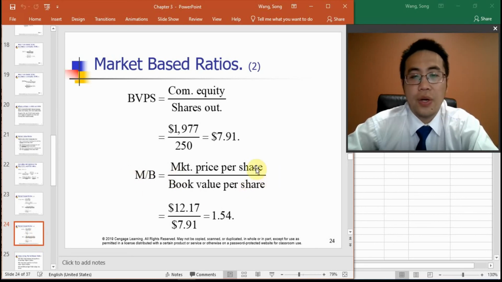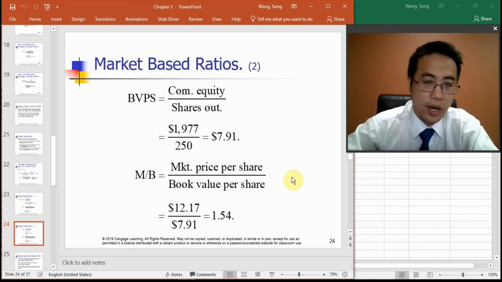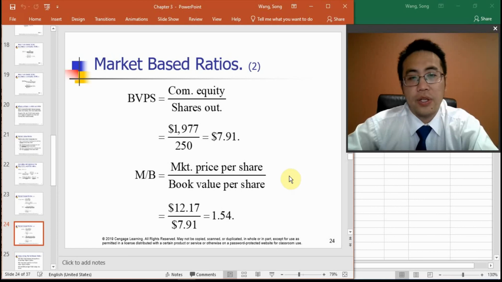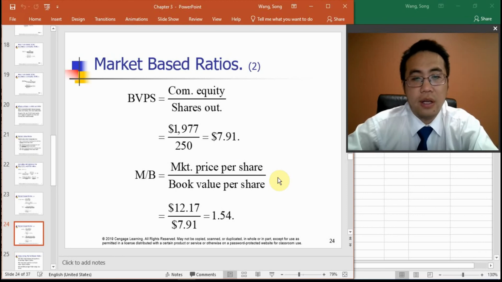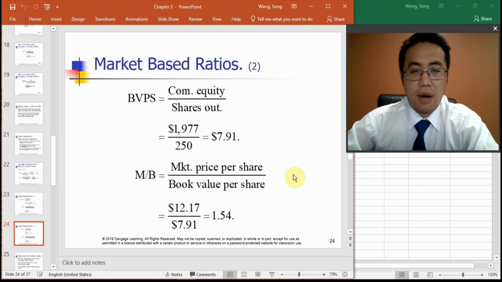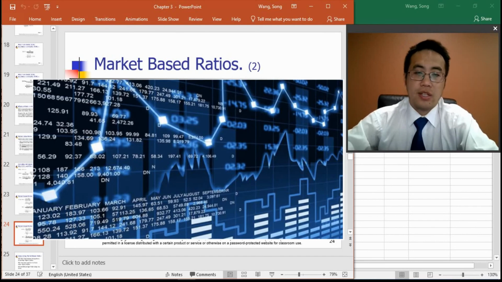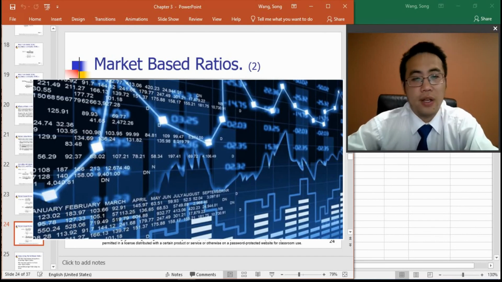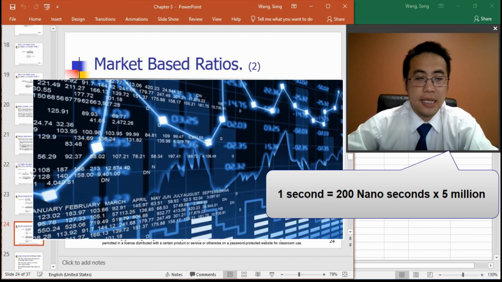It's called the market to book ratio, and it is a very important indicator for stock prices. The market to book ratio can be measured at the entire firm level or at the per share level. The market price per share is from the stock market, either the New York Stock Exchange or NASDAQ. And the stock price keeps changing very fast, very frequently, and the frequency is super high. It can get to 200 nanoseconds.